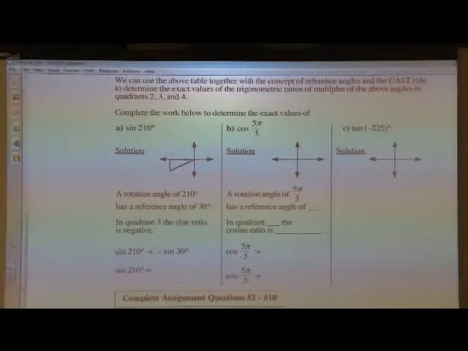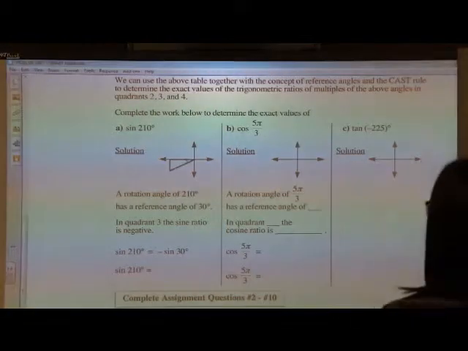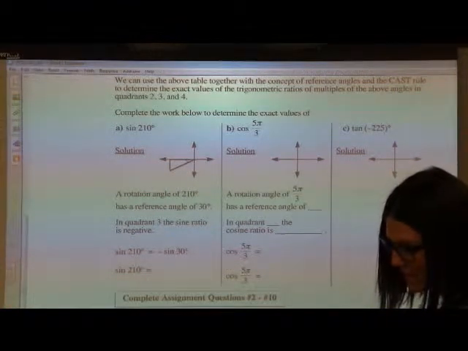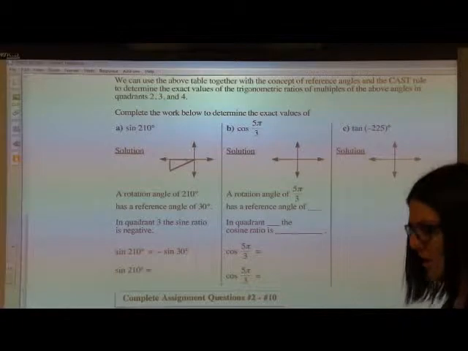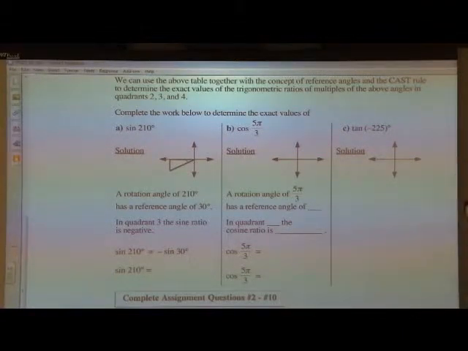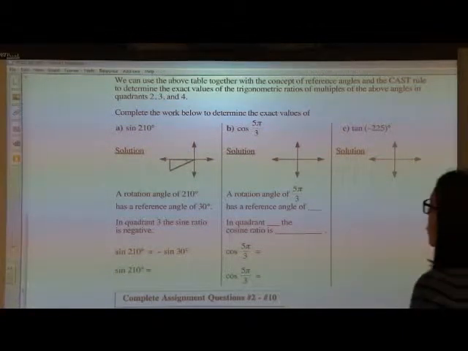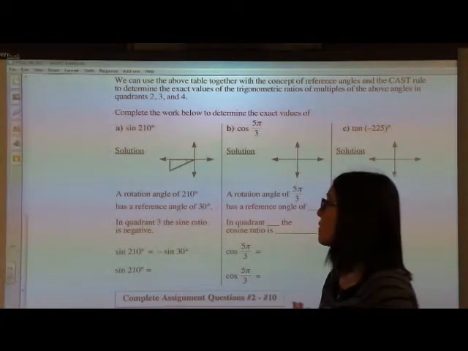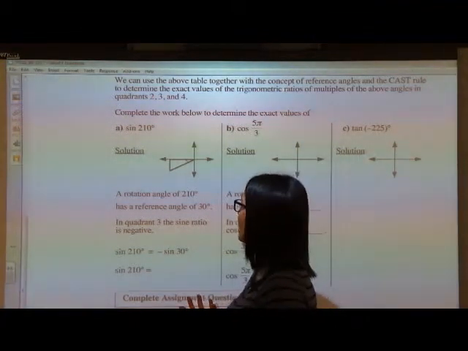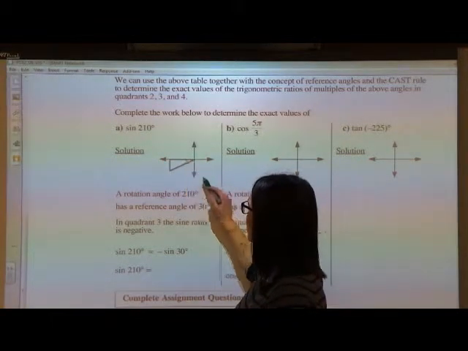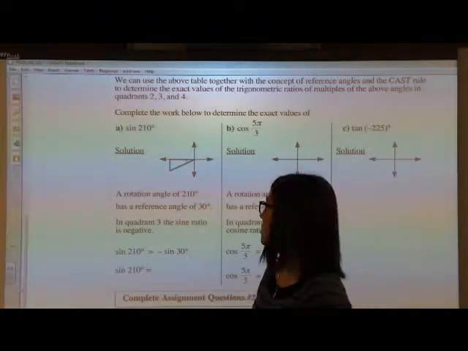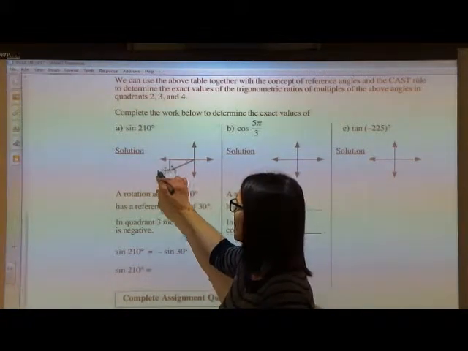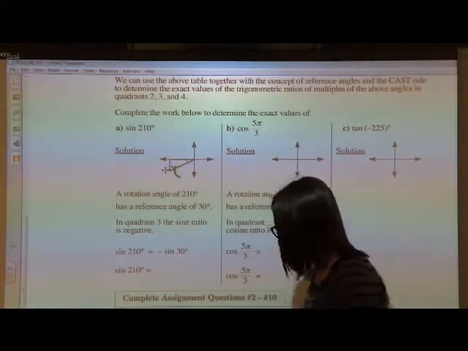Okay, so continuing on with this lesson, the other way that we can solve these special or exact values is the use of reference angles. So if we take a look at sine 210 degrees, it's in quadrant 3. The rotational angle 210 has a reference angle of 30 degrees. Being in quadrant 3 and being sine, it means that I'm negative in this quadrant.